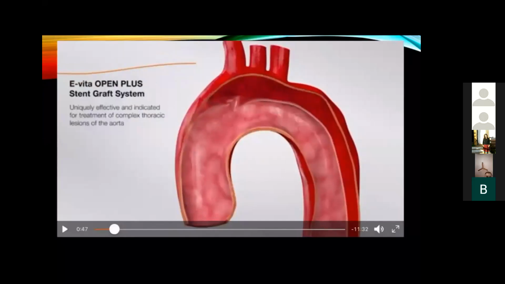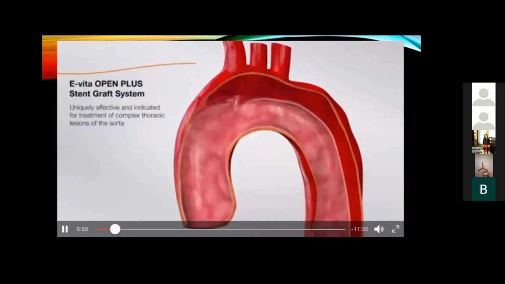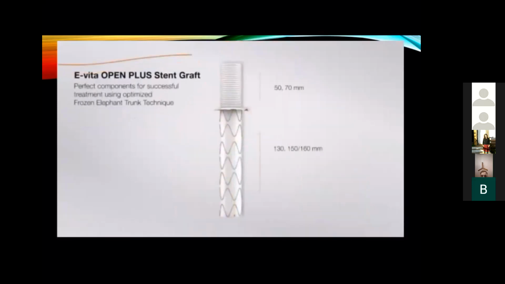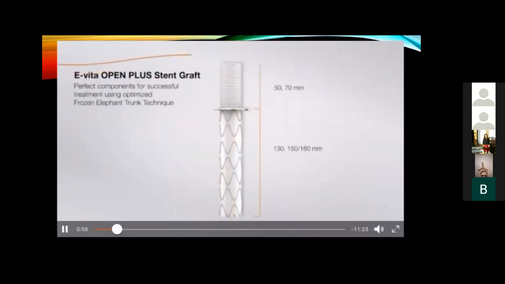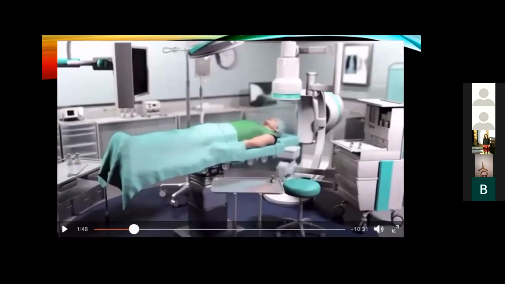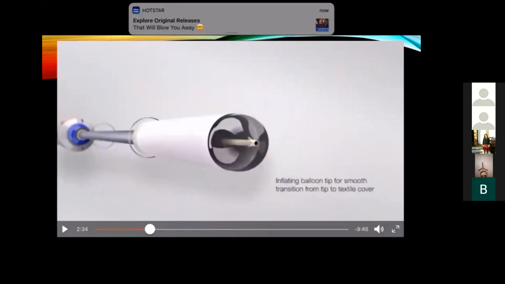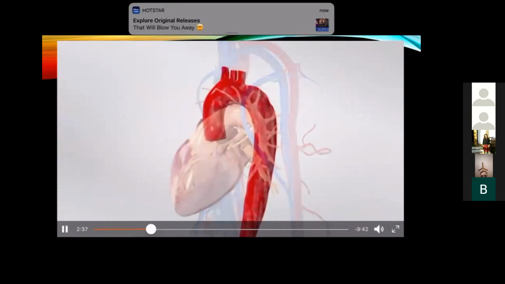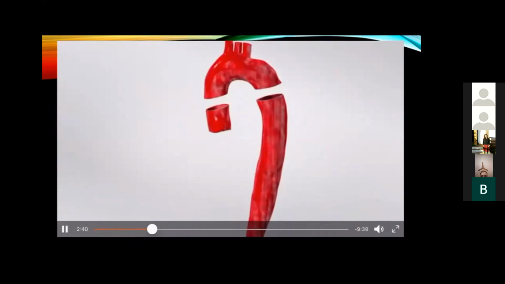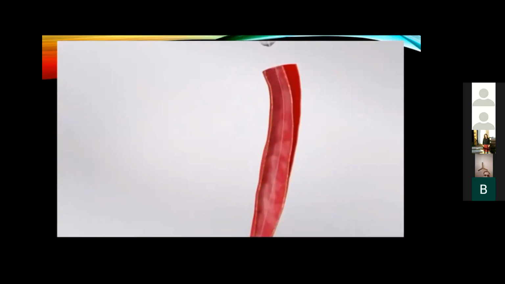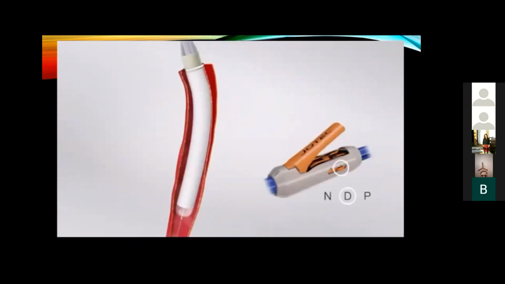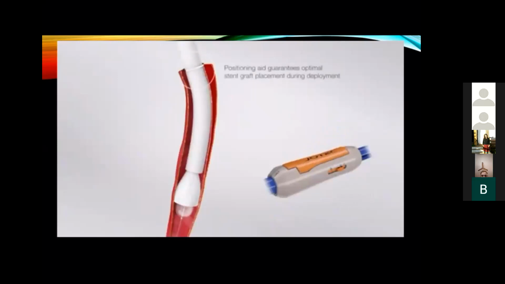I'm just giving a view of the whole procedure. This is the stent, and the upper part is the graft. How we did the whole procedure, I'm not going into details, but just see this part. The false lumen and the true lumen. The stent goes through this guide wire, and gradually we inflate the whole thing. The stent is getting inflated.